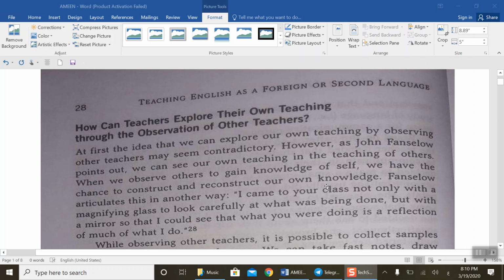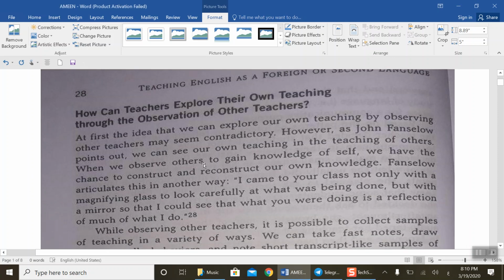Okay, of course, when we visit other teachers, when we go to their classes, we will have knowledge, information about what is inside the class. So this will make us what? Change our methods, our ways. We'll construct and build and rebuild our knowledge, our information. Okay, this is the idea.